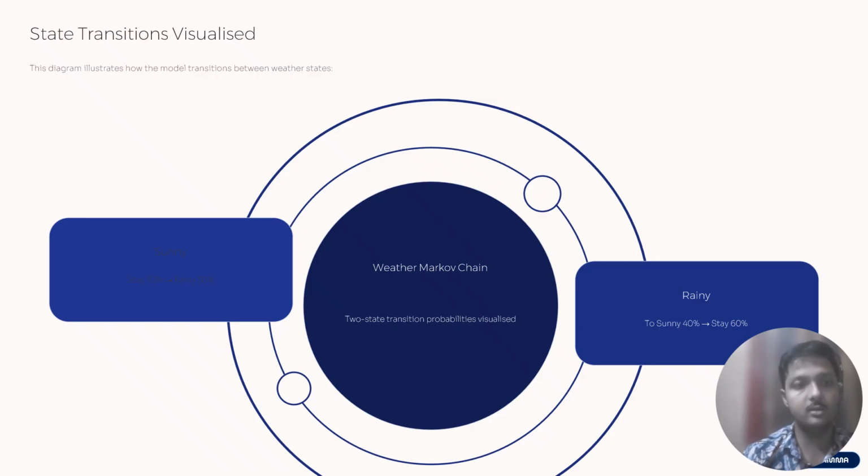Transition visualization diagram. The diagram illustrates how the model transitions between weather states. For sunny, we got 70 to 30 percent. For rainy, the chance to stay is 40 to 60 percent. In the weather Markov model, these are the transition probabilities between sunny and rainy, from this state to this state, as percentages.